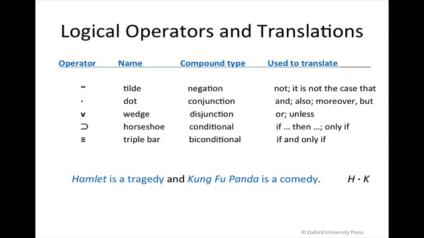So what do we call these? Well, the squiggle mark is called a tilde, and what it is called in terms of an ordinary language connective is negation. So we use the tilde to translate sentences that include the word not, it is not the case that, it is false that, etc. The second operator is called dot, and it is used to translate any ordinary language conjunctions.